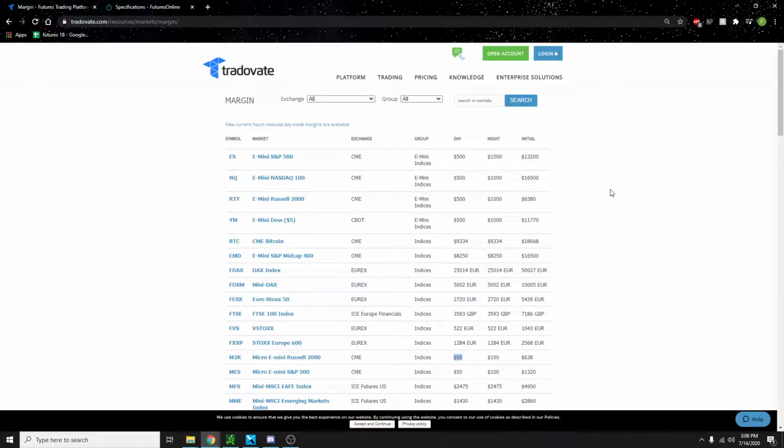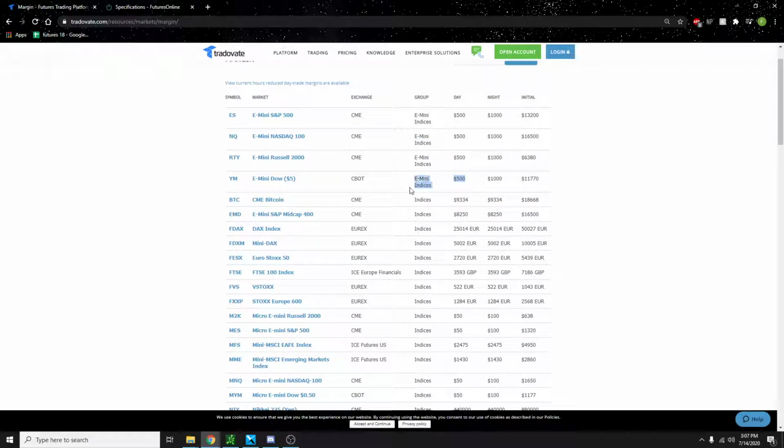So in futures, there's a thing called margin. You may be familiar with stocks and how you need $25,000 minimum to day trade. There's also a minimum in futures, however, it's not anywhere near as high. As we can see here, to day trade the S&P 500 futures, you only need $500 minimum in your account to put on one contract. The Nasdaq 100 futures, again, same thing, 500.